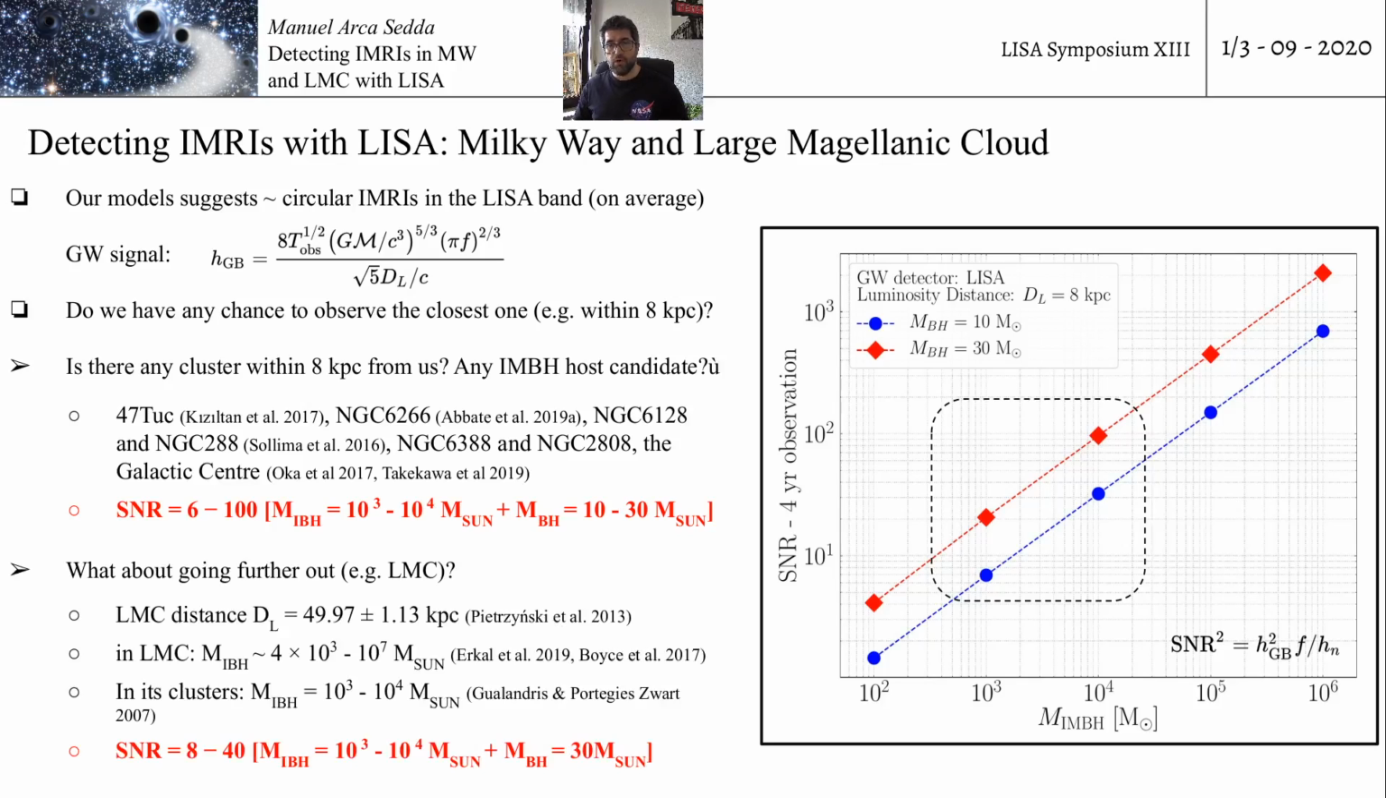Not only that, we can also get insights on the presence of an IMBH in our close neighbor, the Large Magellanic Cloud, that is thought to host an IMBH in its center or in some of its young massive clusters. And in this case, if we repeat the calculation, we found that the signal to noise ratio associated with detection in LMC would be between 8 and 40. So still, it's possible to place constraints with LISA about IMBHs in the LMC.